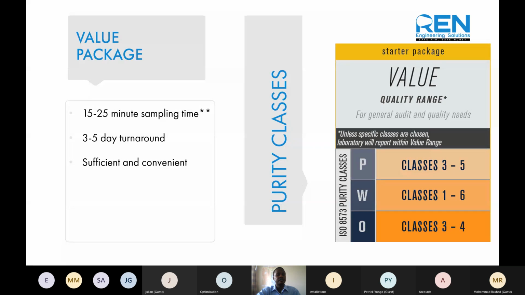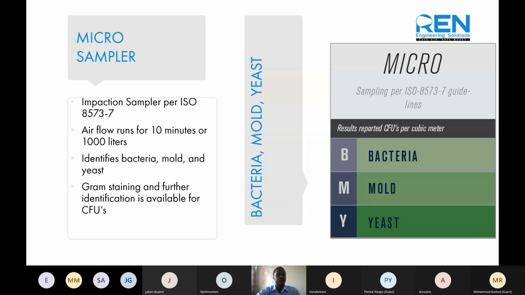The next type of test that we perform is the value package that looks at class 3 to 5 for particles, 1 to 6 for water, and 3 to 4 for oil. And this is for non-critical applications where your compressed air is not coming into direct contact with your product. We can also offer microbial sampling in partnership with our testing lab, depending on your requirements.